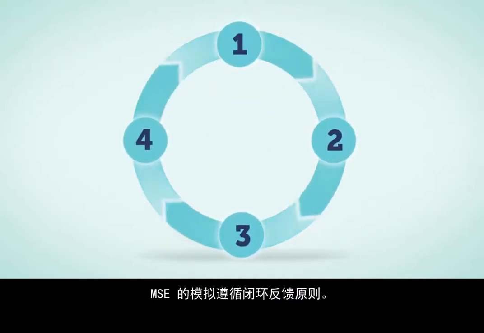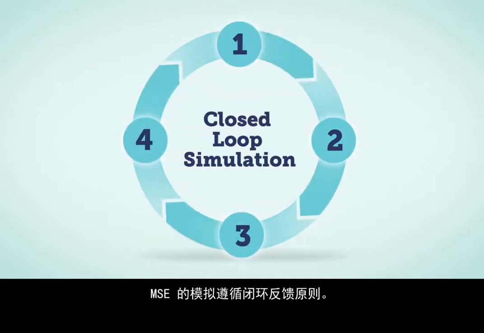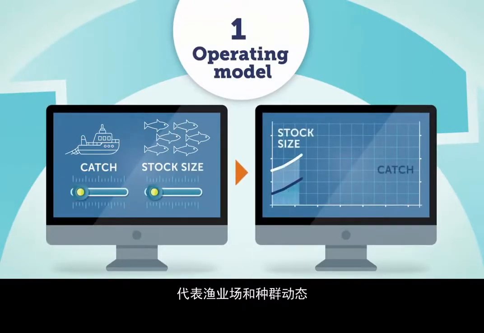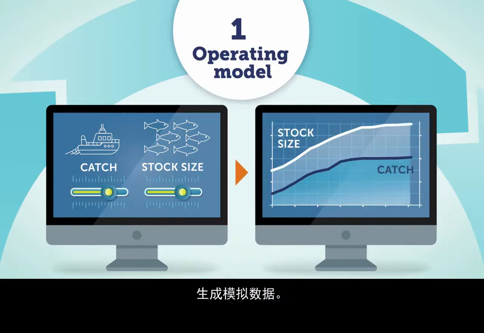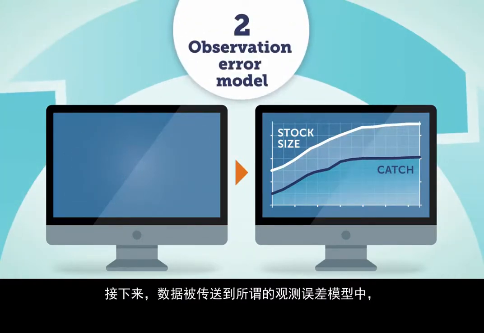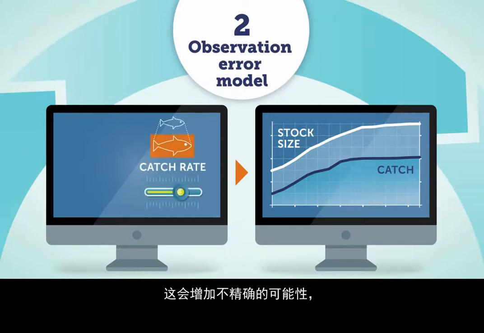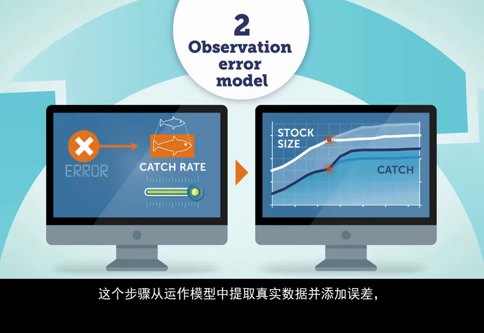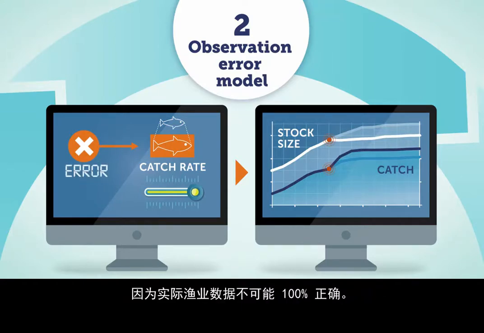MSE simulations follow a closed feedback loop. First, the operating model, which represents fishery and population dynamics, generates simulated data. Next, the data are passed into what's known as an observation error model, which adds plausible levels of imprecision, such as errors in catch at size or catch rates. This step takes real data from the operating models and adds mistakes, since real-world fishery data are never 100% correct.